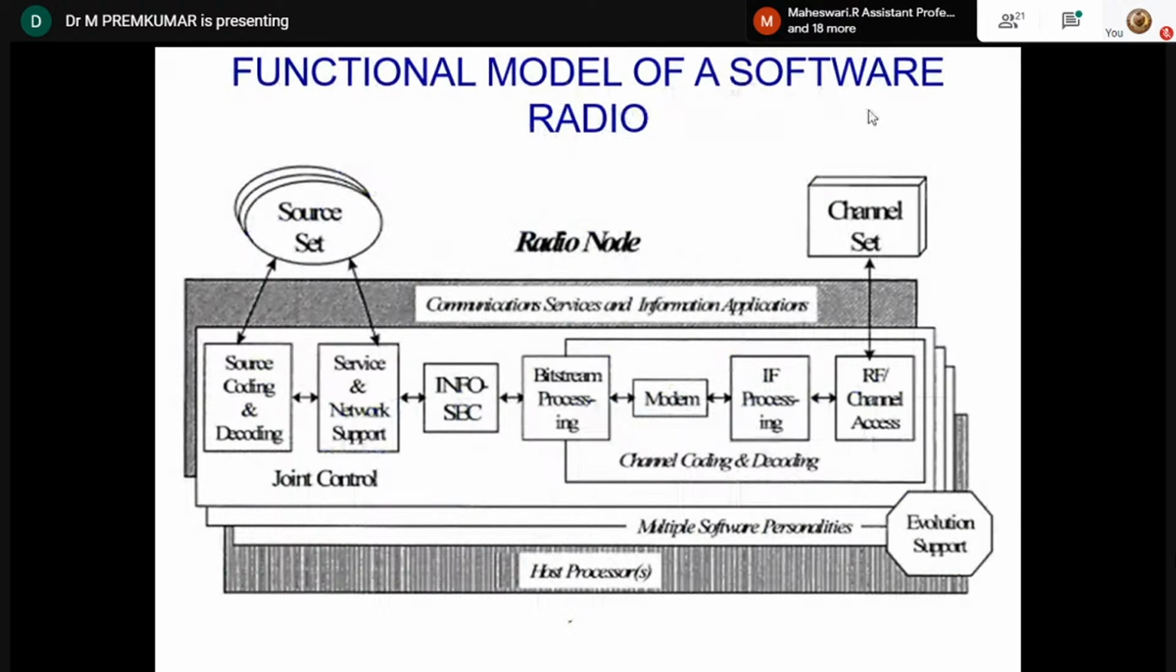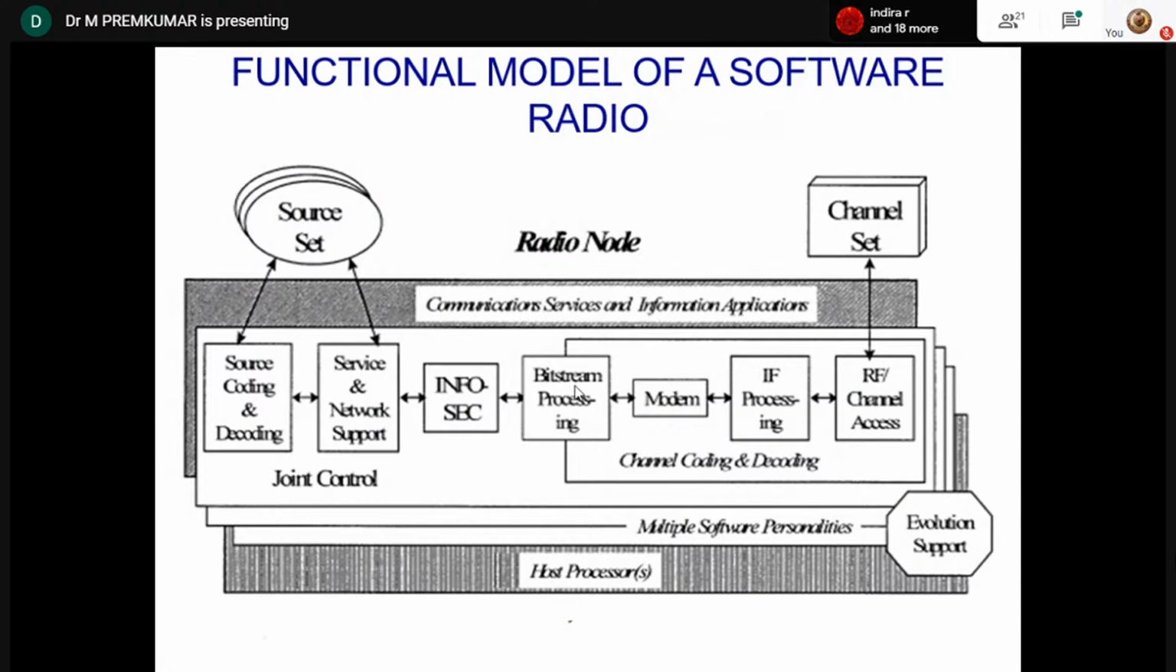So this is the functional model of a software radio. This is a well-known block schematic. You can contribute to providing some end-to-end solutions either on the front end side or the back end side. For example, you have source coding, you have service network support. All these regions come under the physical layer of any wireless communication system. As you know, source coding is mainly used to avoid redundancy. Service and network support is used to integrate the physical layer and the network layer. Infosec is nothing but information security.